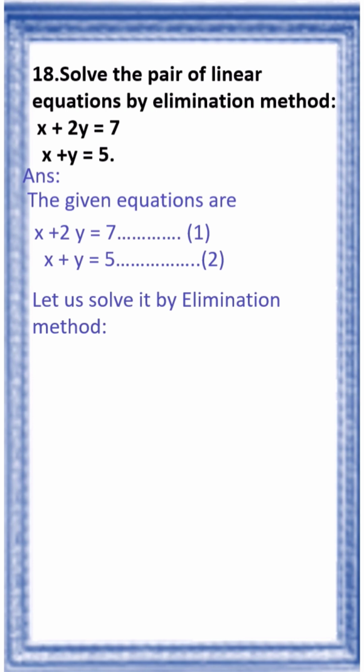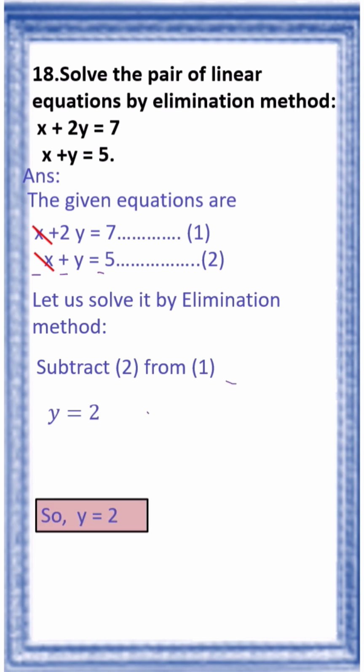They have asked us to subtract equation 2 from 1, means we have to change the sign of the equation 2. Here x and x get cancelled, isn't it? 2y minus y is equal to y. 7 minus 5 is equal to 2. So y is equal to 2.